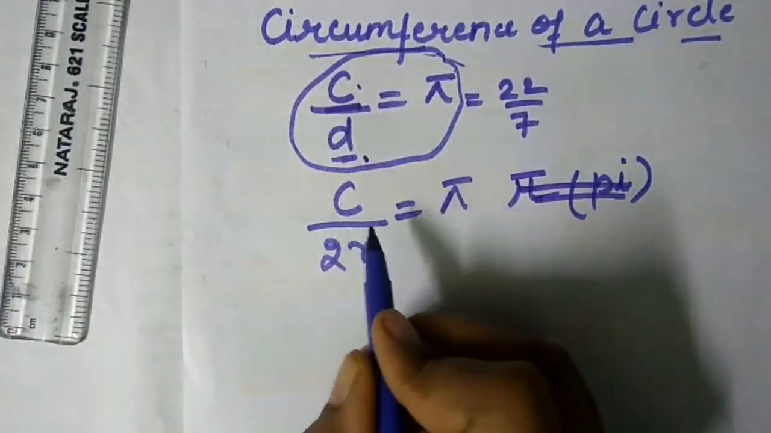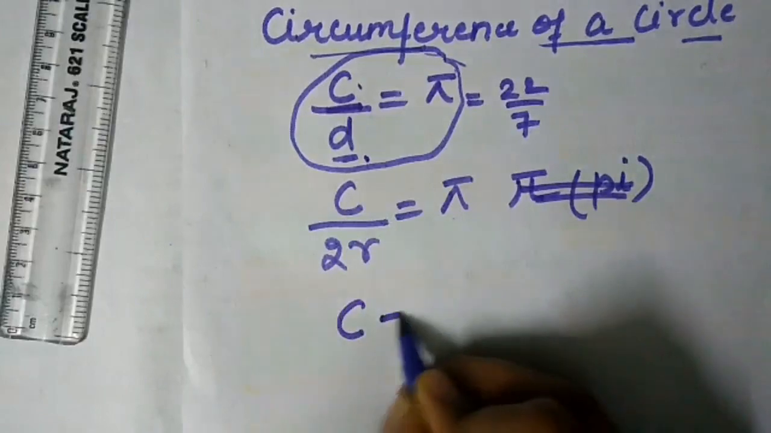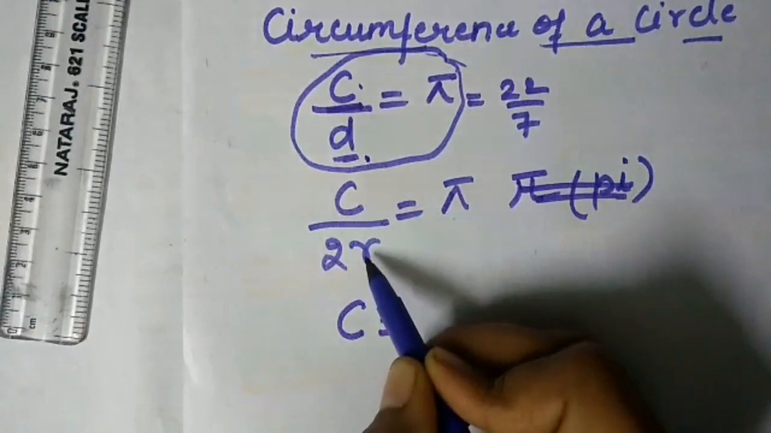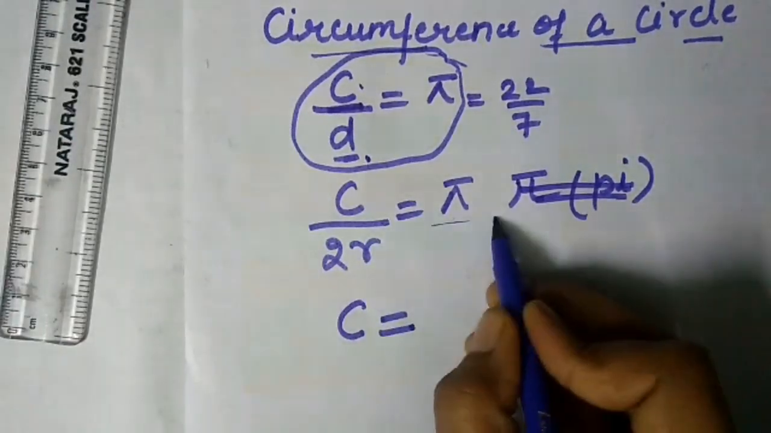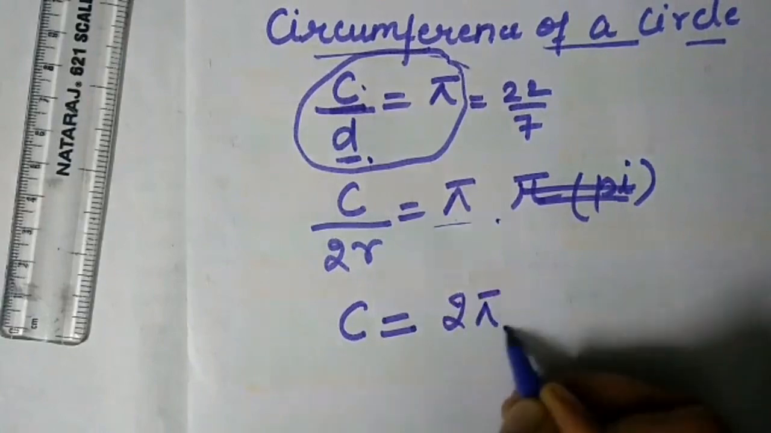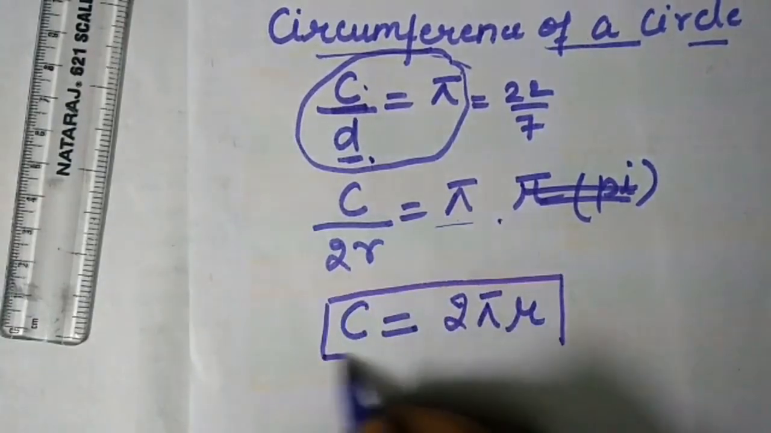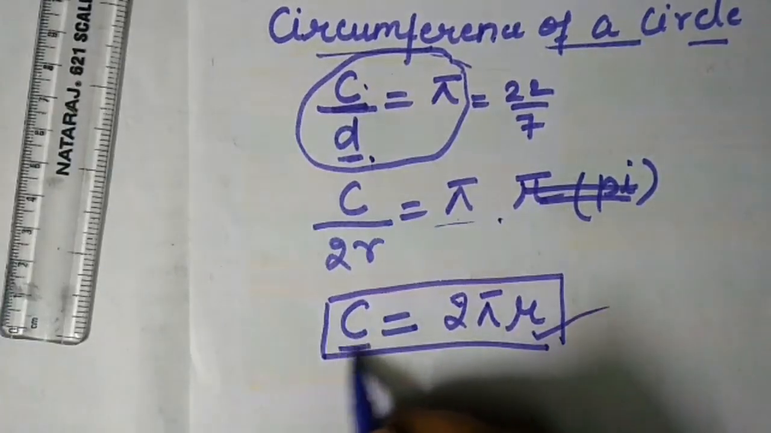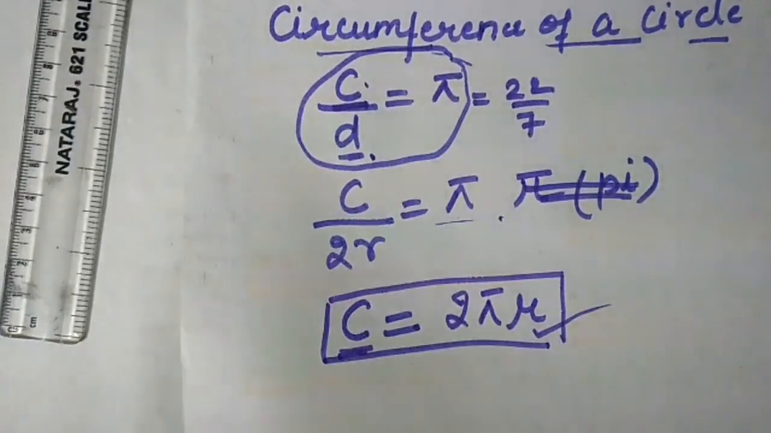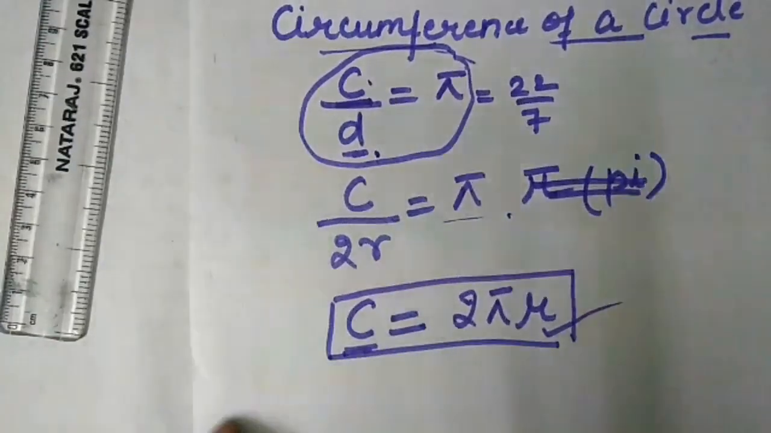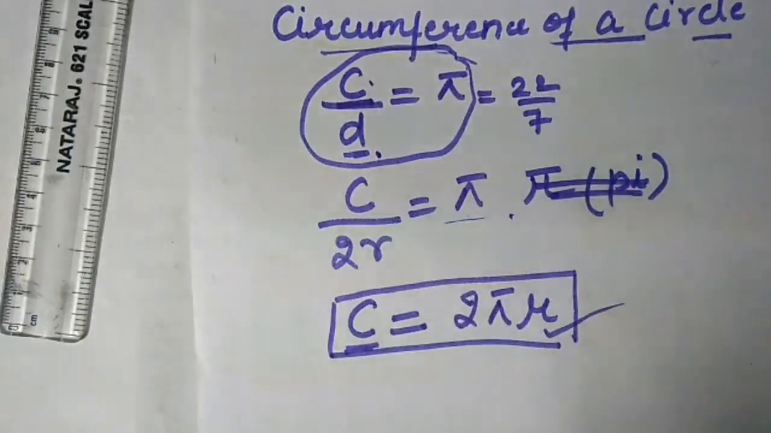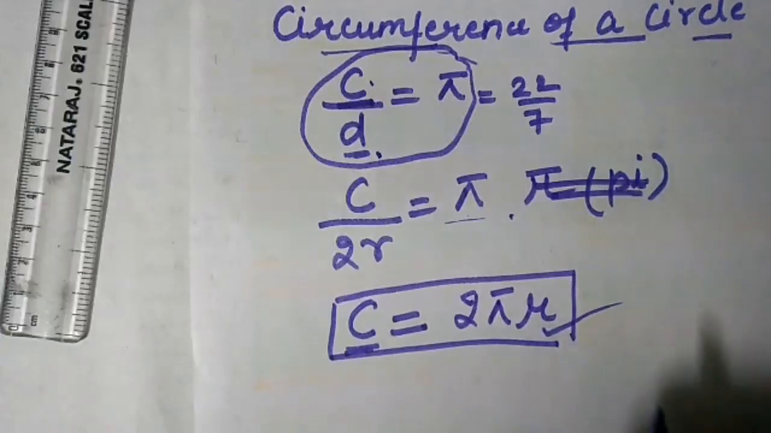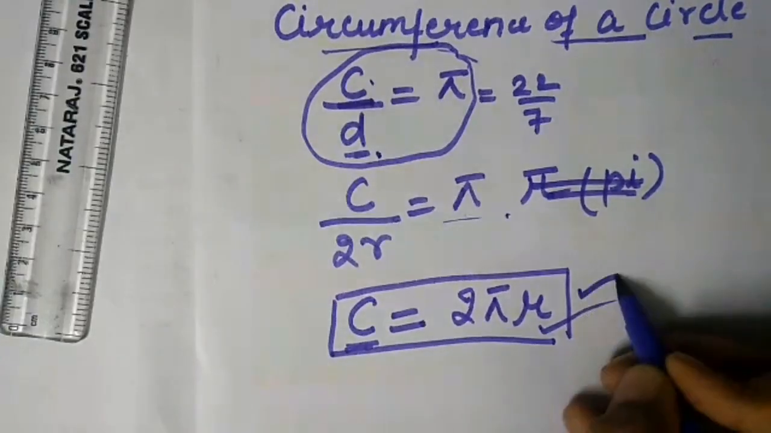Now I have to calculate the circumference. So the circumference is equal to, as 2r is in division with the circumference, if I change its side it will be in multiplication, so it is 2 pi r, where pi is a constant, that is 22/7, r is the radius of the circle, and this is the circumference of a circle. So using this formula, the length of the boundary is given by 2 pi r, where r is the radius of the circle. Okay, so let us do one question related to this.